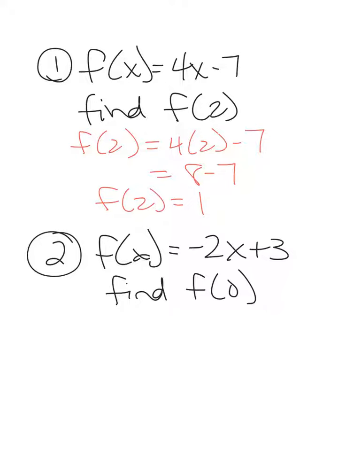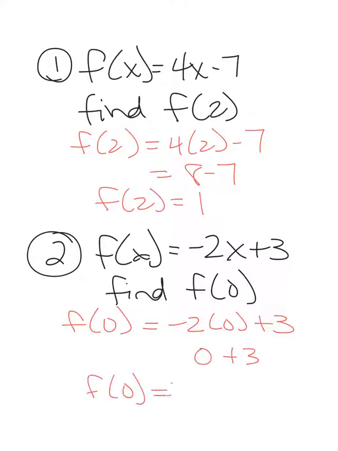And looking at the next example, I have f of x is equal to negative 2x plus 3, and we're asked to find f of 0. So we'll do the same thing: everywhere I see an x, I'm going to substitute a 0. So I have f of 0 is equal to negative 2 times 0 plus 3. So f of 0 is equal to negative 2 times 0, which is 0, plus 3. So f of 0 is equal to 3.